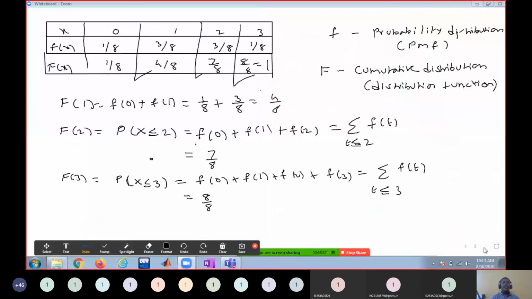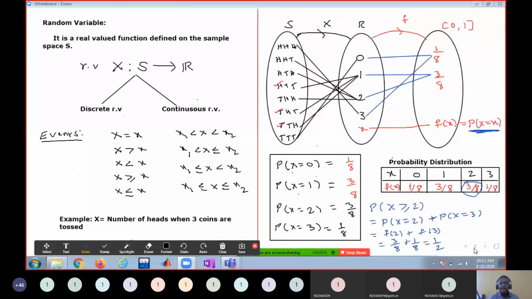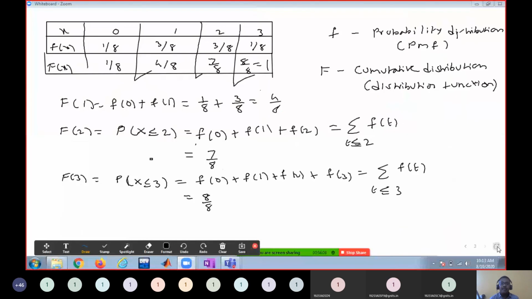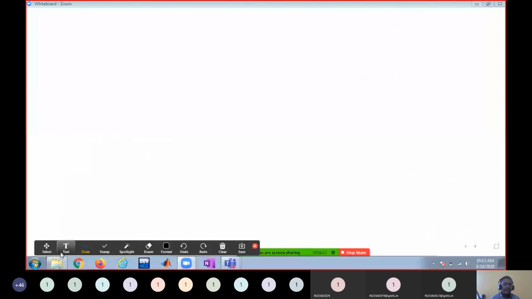So this is all about a discrete random variable. So what can we say about a continuous random variable? As I said, a continuous random variable is a random variable which takes a value over a range of values.